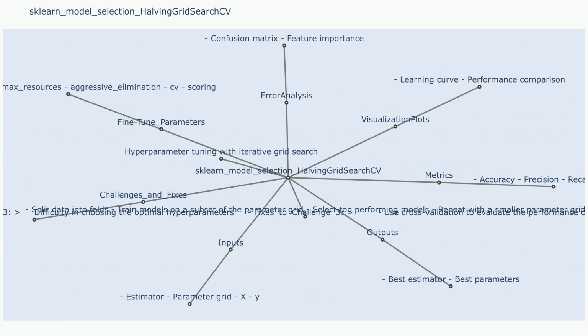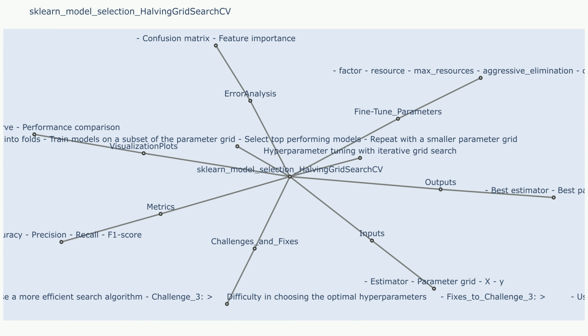Challenge 3: lack of resources. Sample use case: if the resources are limited for each candidate, the search process might not be exhaustive. Fixes: use a smaller search space. Use a more efficient estimator. Increase the resources allocated to each candidate.